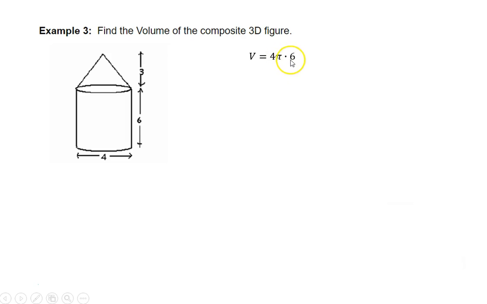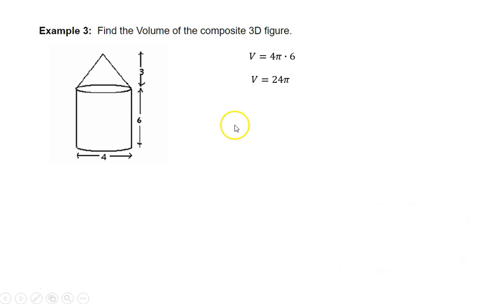That's where this 4 times pi comes from. Then we're going to multiply that by 6 because 6 is the height of the cylinder. So the volume of the cylinder is going to be 24 times pi. 24 times pi will be the volume of just the cylinder. And now we have to find the volume of the cone.